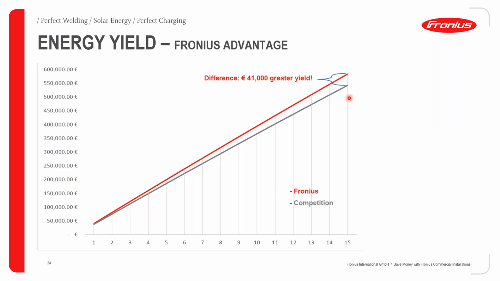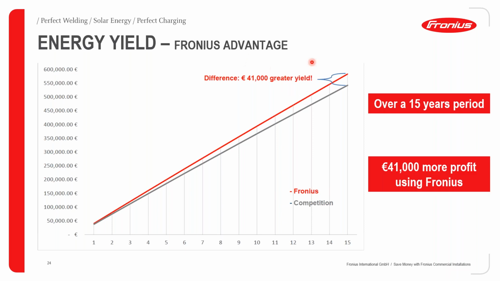So we look at this cost advantage or yield advantage with the Fronius Eco 27. And you can see that over a 15-year period, the red line here represents Fronius, and the gray line here represents the 33 kilowatt passively cooled competitor inverter. Over a 15-year period, we can see a clear advantage of about 41,000 euros in earnings of the Fronius inverter compared to the passively cooled competitor.